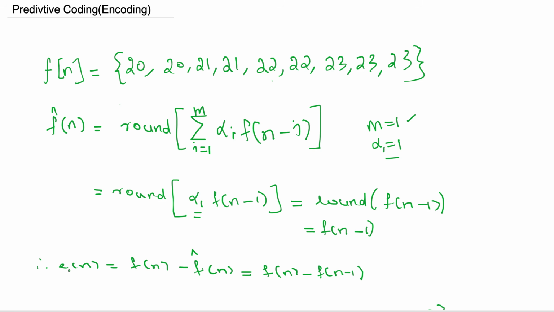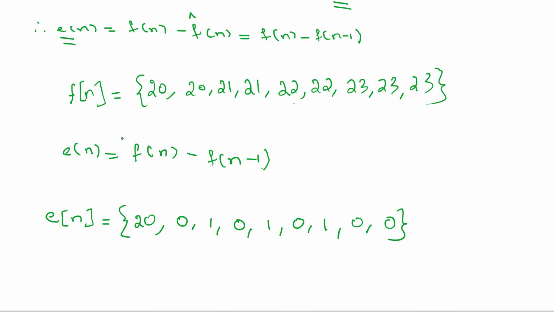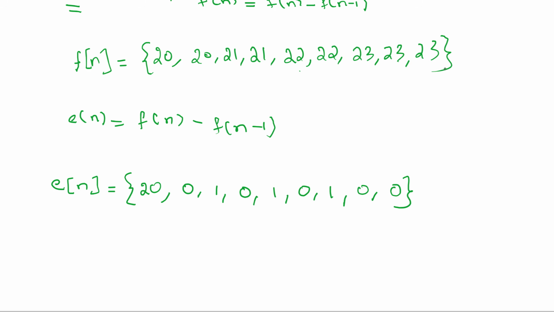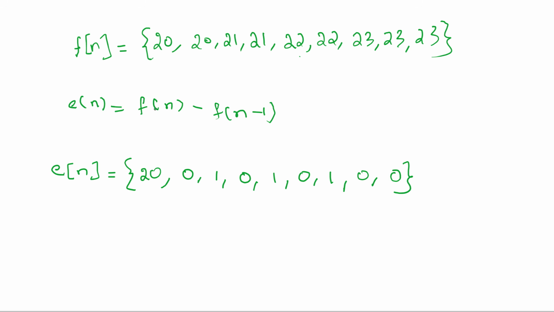So now the error function is e of n equal to f of n minus f hat of n, which is equal to f of n minus f of n minus 1, because f hat of n is f of n minus 1. I have shown an example here. f of n is the same signal that we have seen before, and the error function is f of n minus f of n minus 1. When you calculate the error function for the first time, f of n is 20, and f of n minus 1 is a sample before 20, that is, the signal does not exist at that point, so we will take f of n minus 1 as 0.